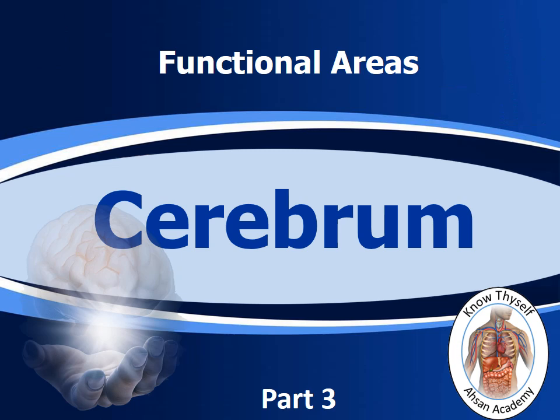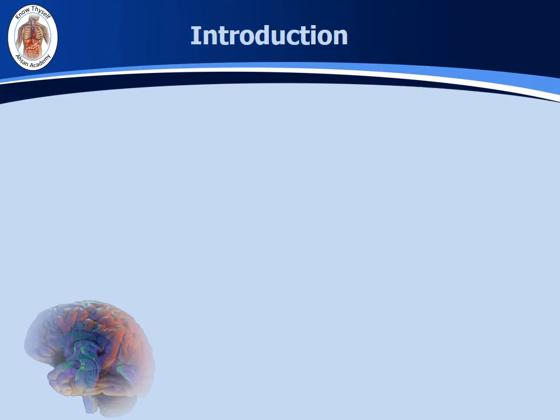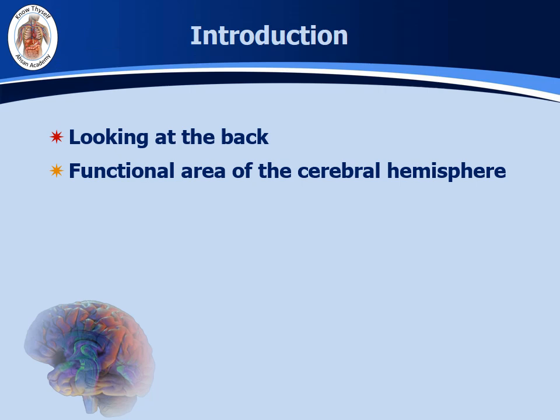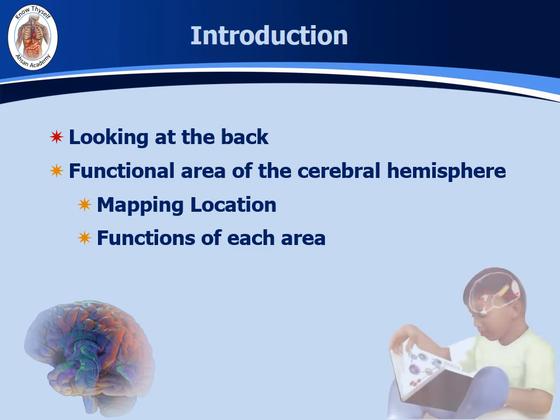This presentation is part 3 of the total presentation on Cerebrum. In this presentation, we will describe the functional areas of Cerebrum. For that, we need some prerequisite knowledge that will be discussed first, and then we'll map the cerebral hemisphere or the different locations of the functional areas.